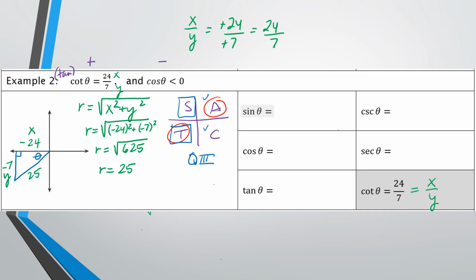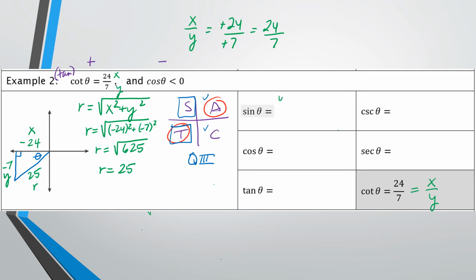So 25 is r. This one I don't have to worry about it being positive or negative. r will always be positive. It doesn't matter what quadrant we're in. All right, so we are all set up now. I'm going to go through and write down all those ratios again that hopefully you have memorized. And then we'll fill in the blanks and be done.